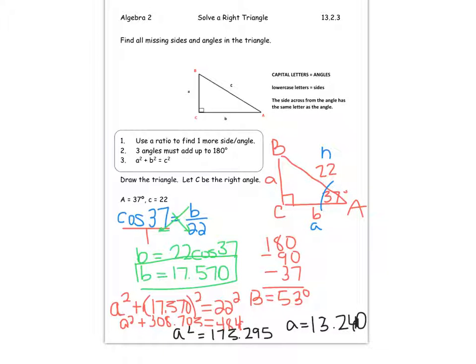Remember, stop back and make sure things seem reasonable. Make sure your hypotenuse is the longest side. My hypotenuse was 22, which is longer than 13 or 17. So that seems reasonable before I leave to turn in my work. Okay, let's try one more where I have more space and a different scenario.